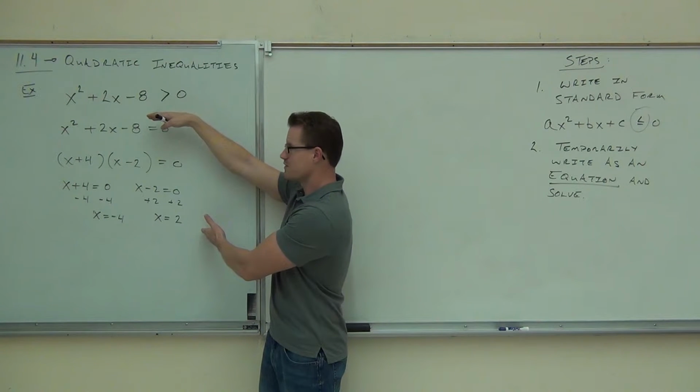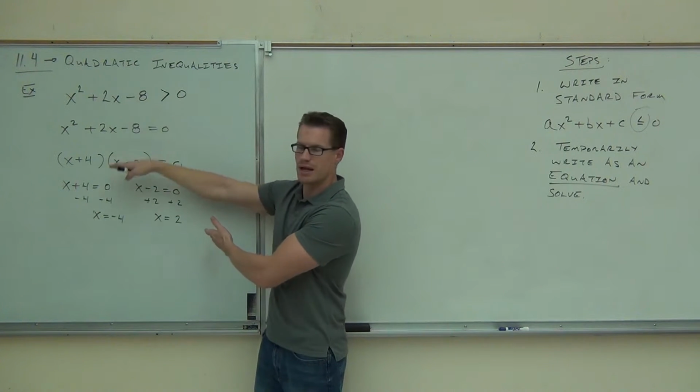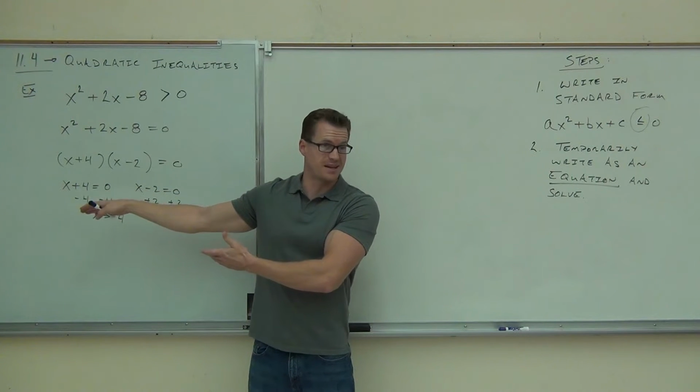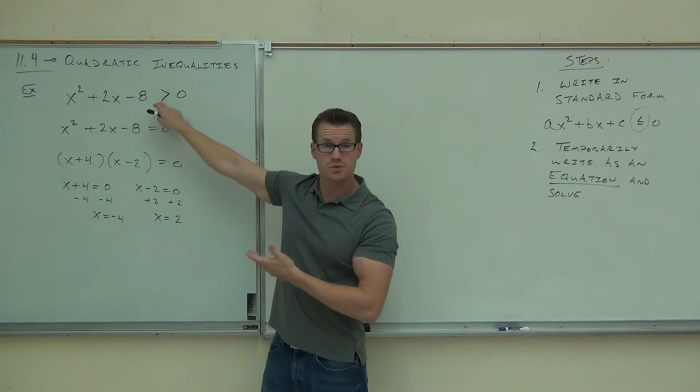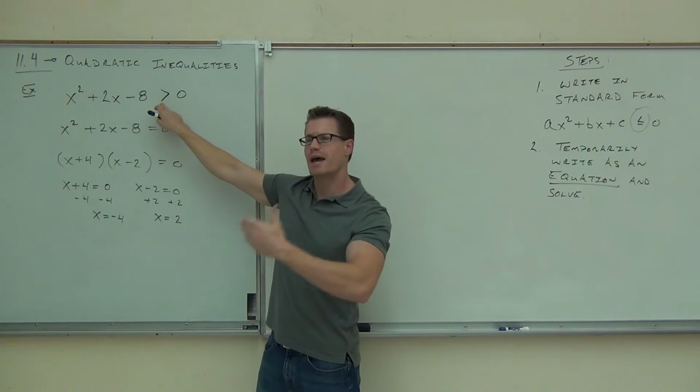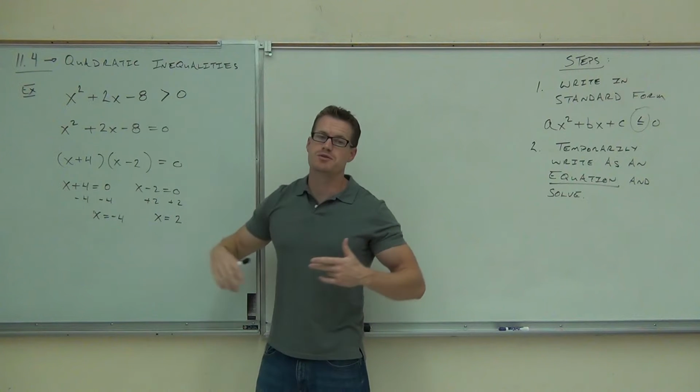This would be like stuff we've done in chapter 11.1, 2, and 3. That's it. This would be it right here. This has to mean something. Now here's what this means. This means that you're going to have some intervals that work, and you're going to have some intervals that don't work.